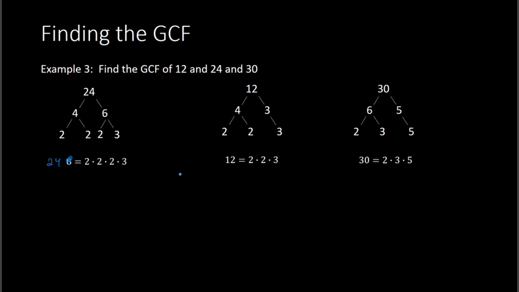Now looking at all three sets of numbers, I see which ones they all have in common. They all have a 2 in common, and they all have a 3 in common. So the greatest common factor of all three of these numbers would be 2 times 3, which is 6. And that makes sense because 6 you can divide into 12 evenly, and divide into 24, and also into 30 with no remainder.